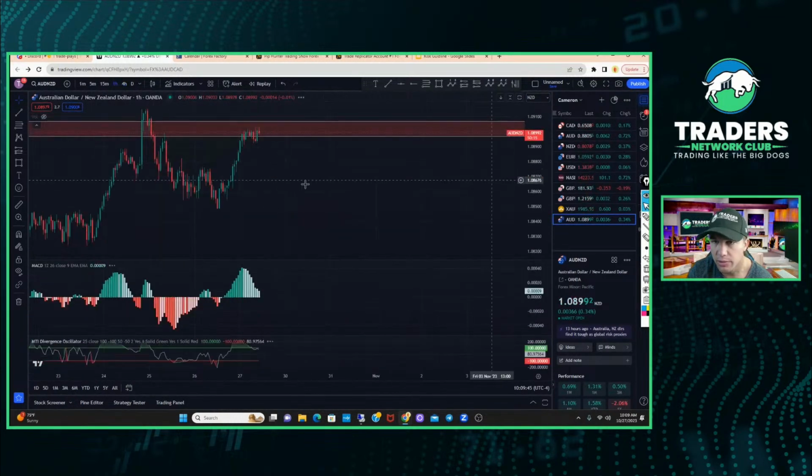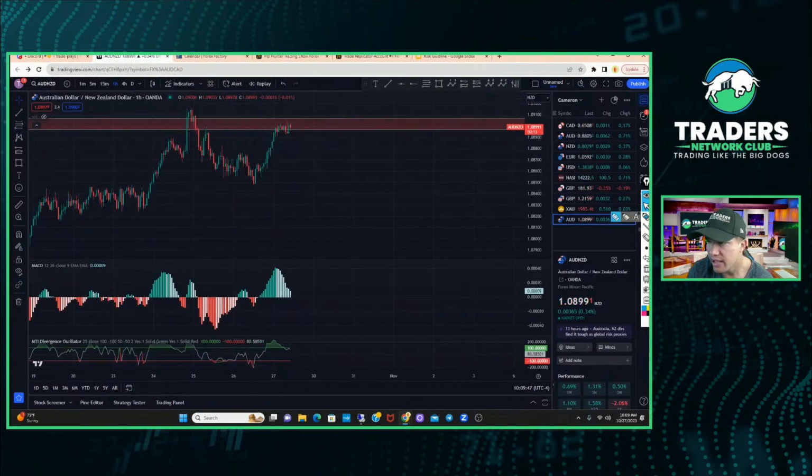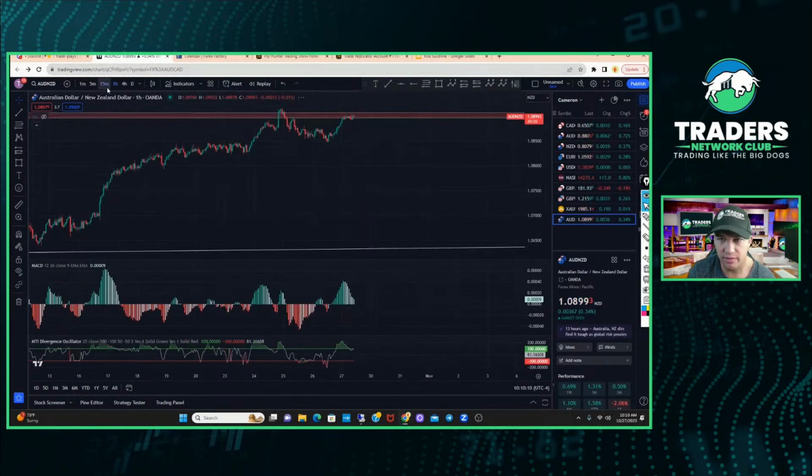So let's go to 1 hour. And we did actually have this pullback. So that could have been the pullback of that divergence setting up there. But still see price overbought. I'm gonna go to the 50-minute time frame here.